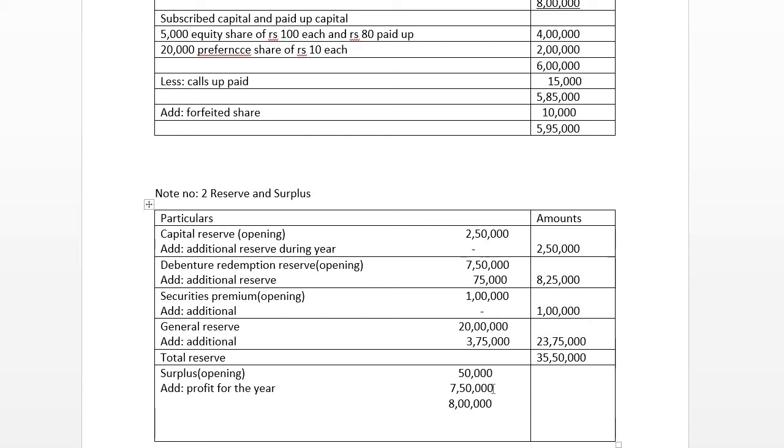Then suppose any appropriations are given, at that time the first one is the transfer of debenture. If any transfer of debenture is kept aside to be helpful for the future, at that time assume that it is 75,000.